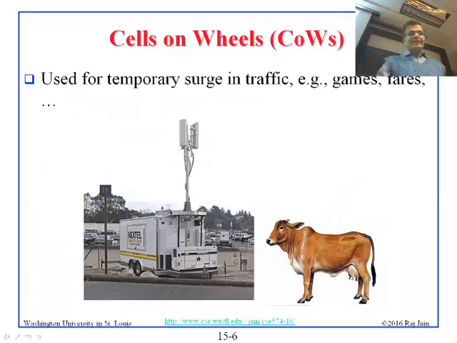And then what happens if you need a tower when there is suddenly a game or a big fair? Then you get a cow. Cells on wheels. They bring a truck with the whole tower in it.